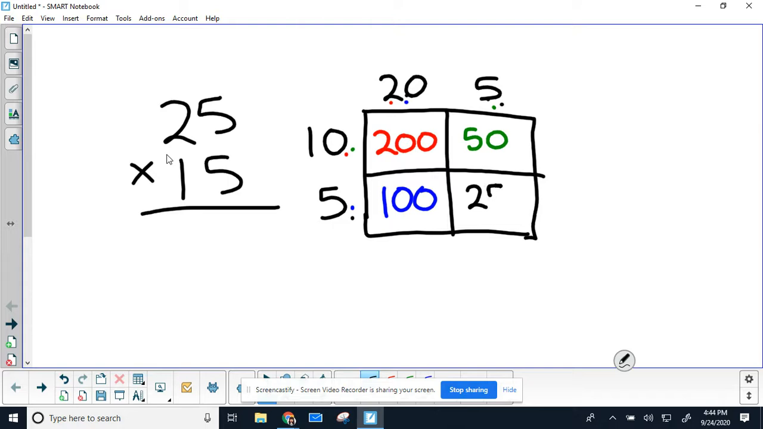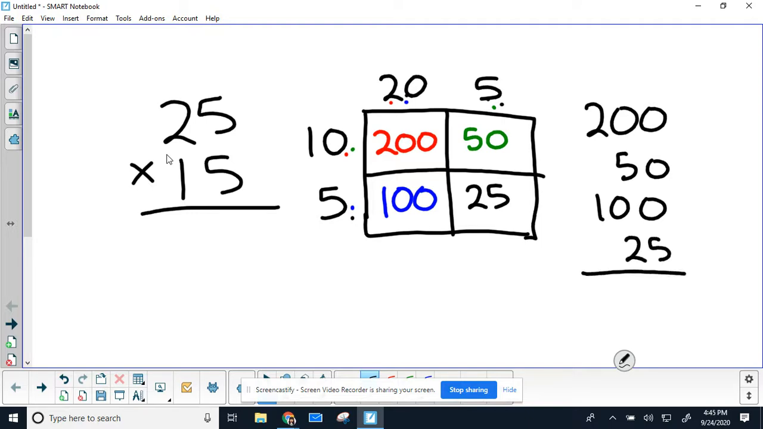25. So notice how this is a lot like partial products, right? What we did the first time. So we're just going to add them all together next. See, this is just a more visual version of partial products. So once again, we end up with 375. So 3 different methods, all the same answer.